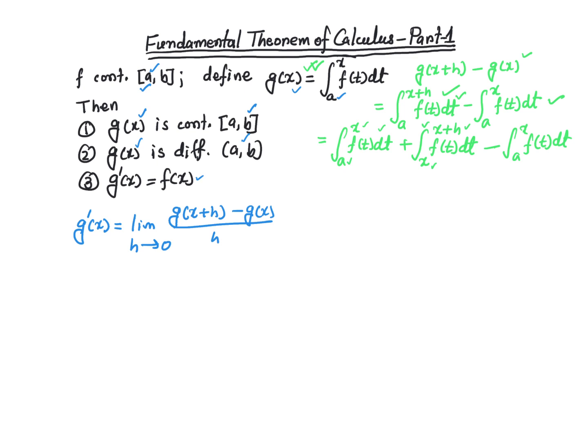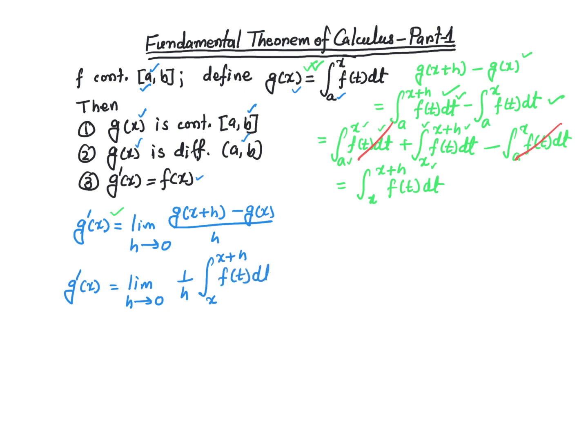Now note that this is negative and this is positive. The same thing, same value. So they cancel each other out. So then I'm left with nothing but the integral from x to x plus h of f of t dt. So in essence, this limit becomes the following. g prime of x is nothing but the limit as h approaches 0, and I'm going to write it as 1 over h, instead of dividing by h, it's the same thing, times the integral from x to x plus h of f of t dt.